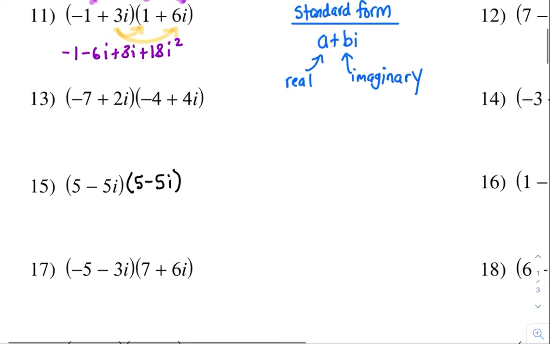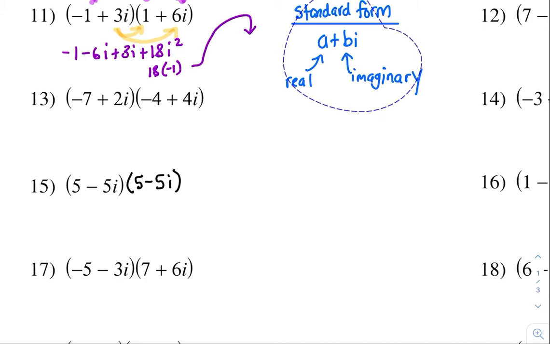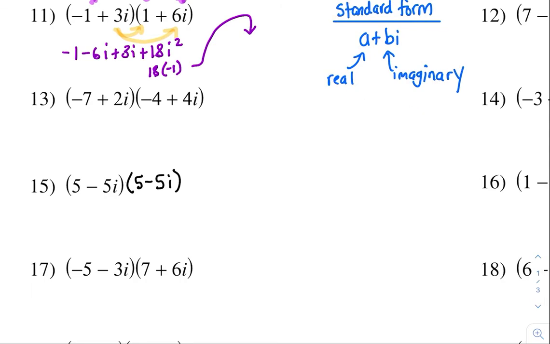Now remember, i squared in your notes, right? i to the second power is negative 1. So we're going to put that into consideration. And then do our thing. So we have negative 1, negative 6i plus 3i. Or actually, I'll just rewrite it. You could simplify that part if you want. Okay, remember 18 times negative 1 is negative 18. Now, get into standard form. So real number first for negative 19. And imaginary in the back. Negative 6i plus 3i is negative 3i.